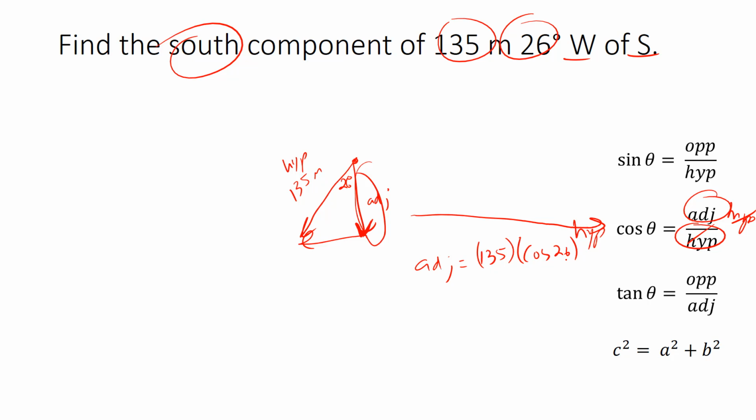We type that into the calculator: 135 times cosine 26 equals, and that ends up being 121.3 meters south.